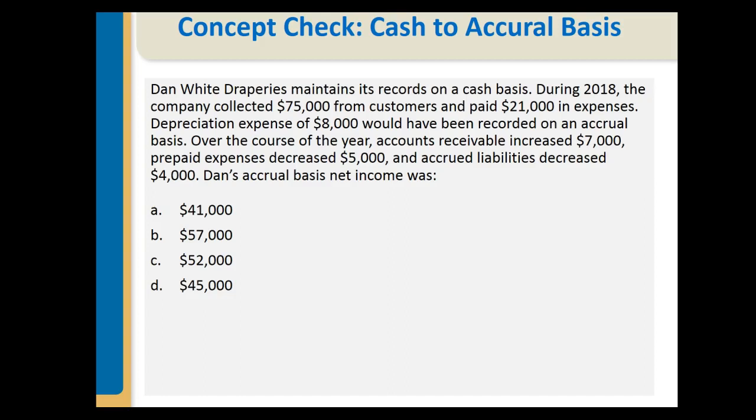So let's look at this question. Dan White Draperies maintains its records on a cash basis. During 2018, the company collected $75,000 from customers and paid $21,000 in expenses. Depreciation expense of $8,000 would have been recorded on an accrual basis. Over the course of the year, accounts receivable increased $7,000, prepaid expenses decreased $5,000, and accrued liabilities decreased $4,000.